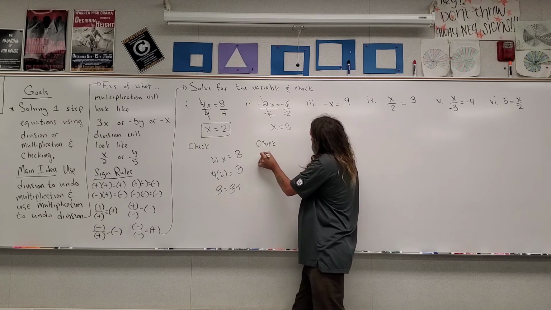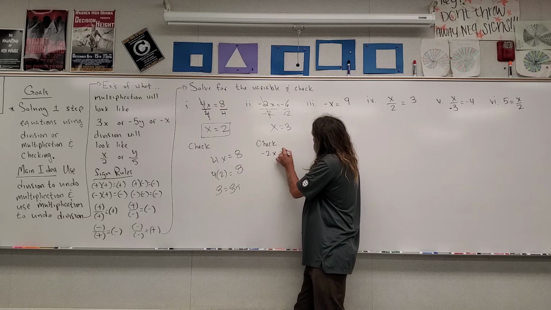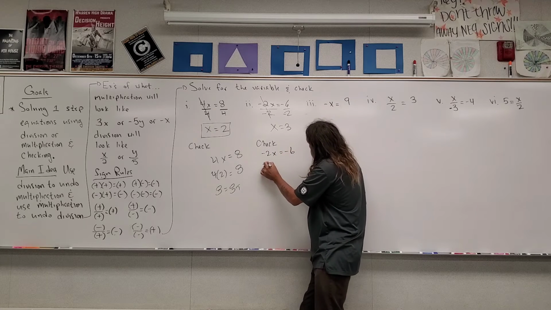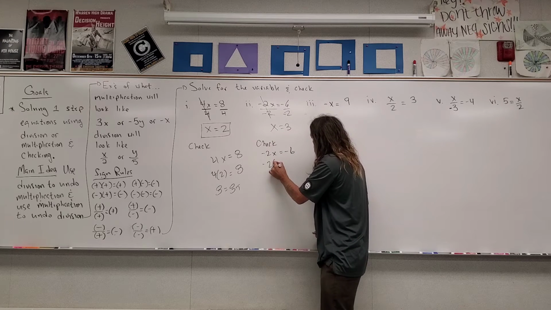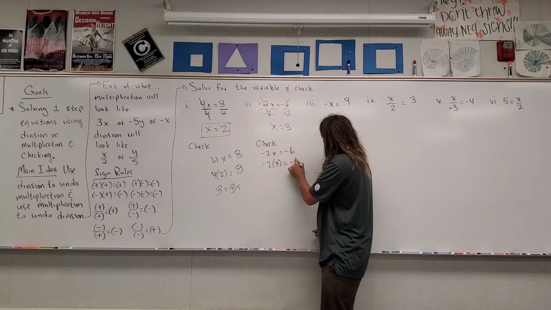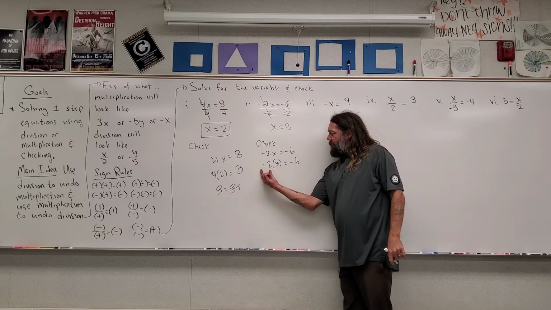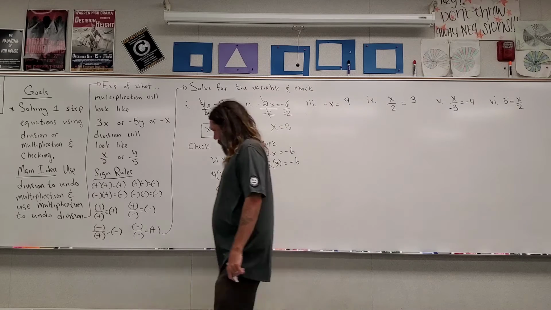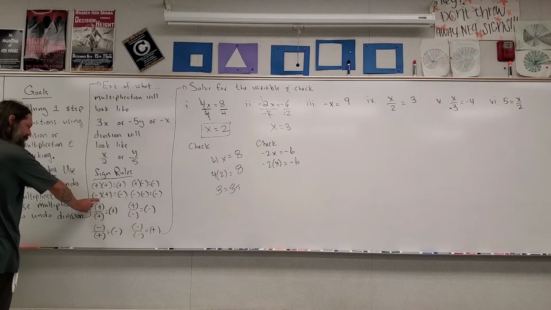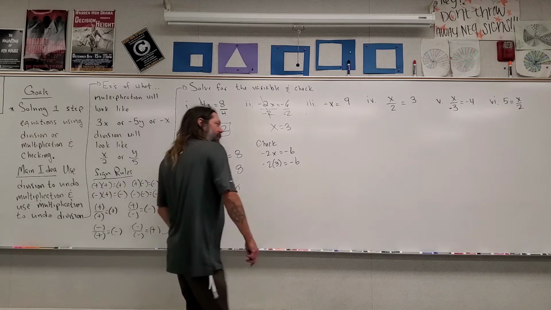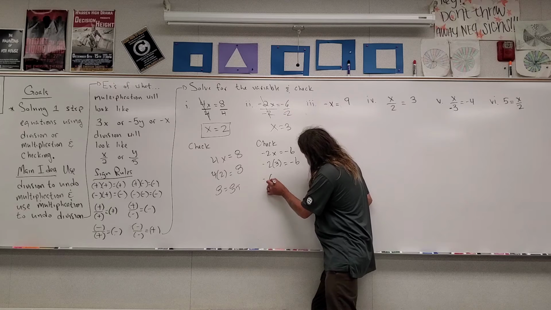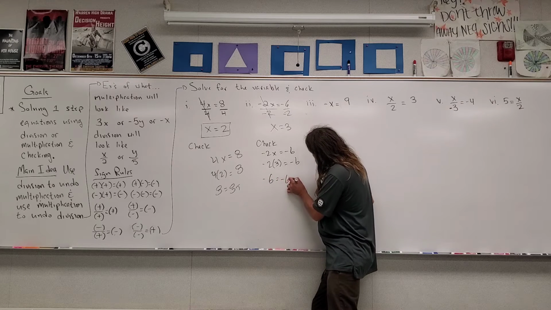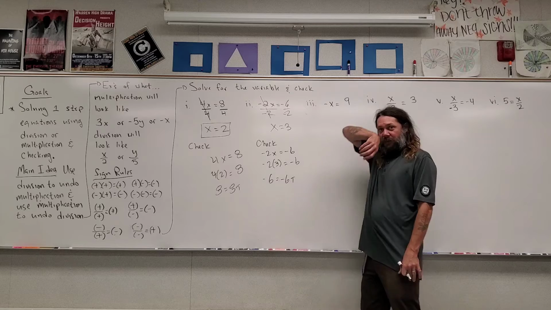So here I have -2x = -6, and then we get -2. I'm going to replace the x with its value of 3, and that's equal to negative 6. Here I have a negative times a positive, so my answer is going to be a negative. Negative 2 times 3 becomes a negative 6, and negative 6 equals negative 6. That is true.